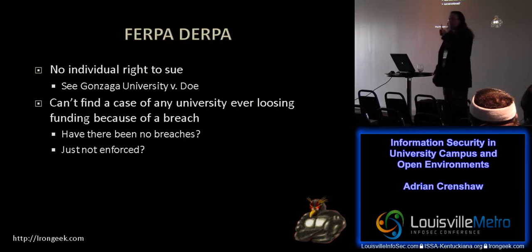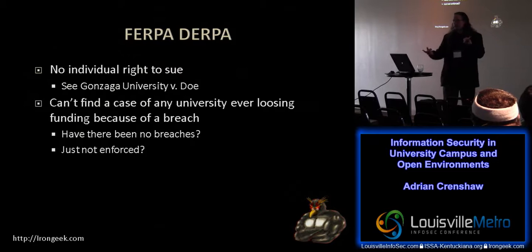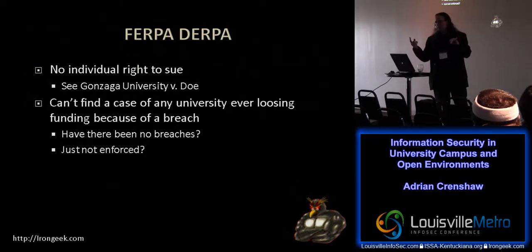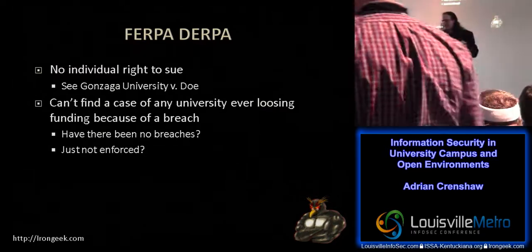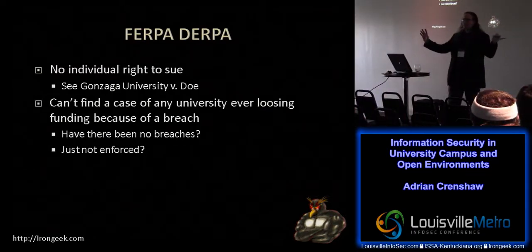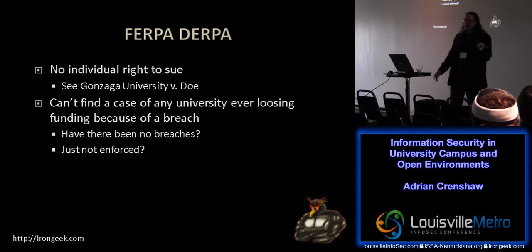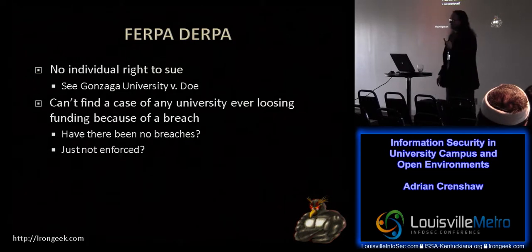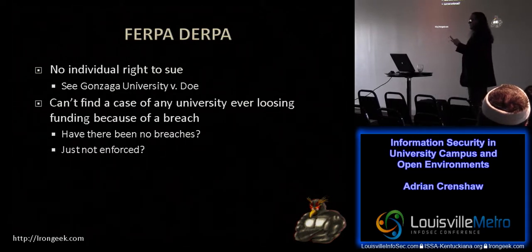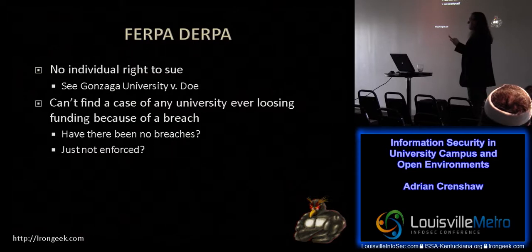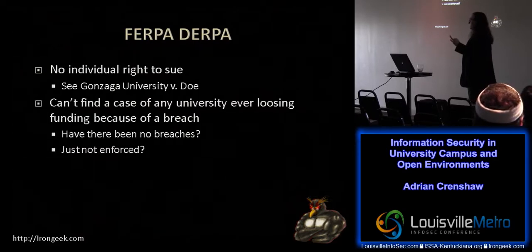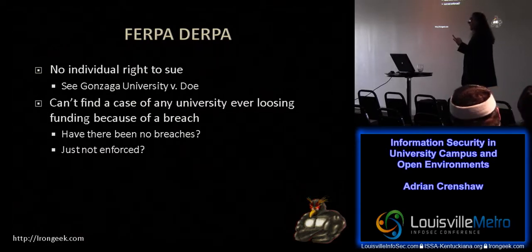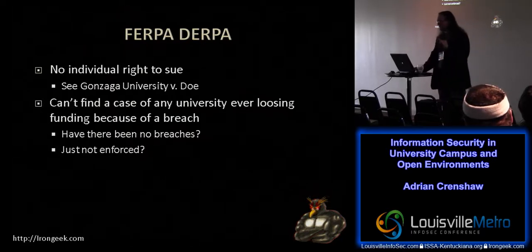First of all, if someone breaches your data, you have no right to individually sue. Look up Gonzaga University versus Doe. This guy tried to sue, and they said, oh, no particular individual right, so you can't do that. Okay, so I can't use the law to sue somebody. Also, I can never find any case of a university ever losing money because of a breach. I've never seen any federal funding ever pulled. I've asked fellow people in academia, can you find a case? And no one ever has. So if it has no teeth, what's the point?